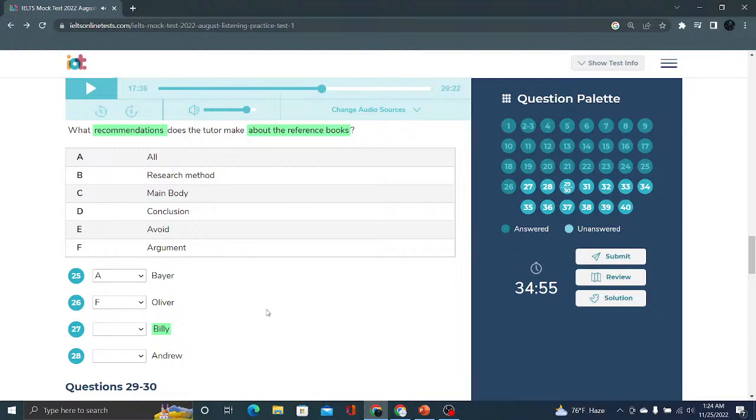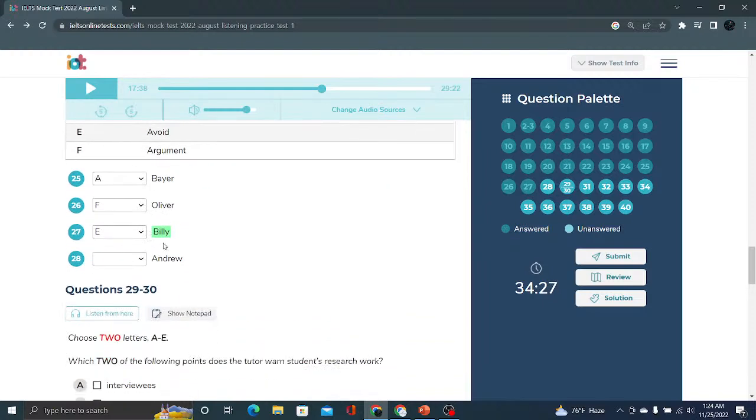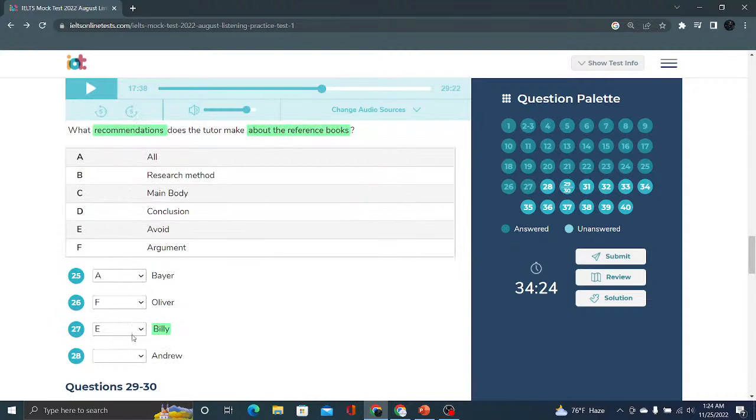Okay, they were talking about Billy's book, and she was saying that you don't need to read it now. So I think the option would be E. So he does not need to read it right now, so he can avoid it. So the answer would be option E for 27. Now let's listen to it for question number 28.